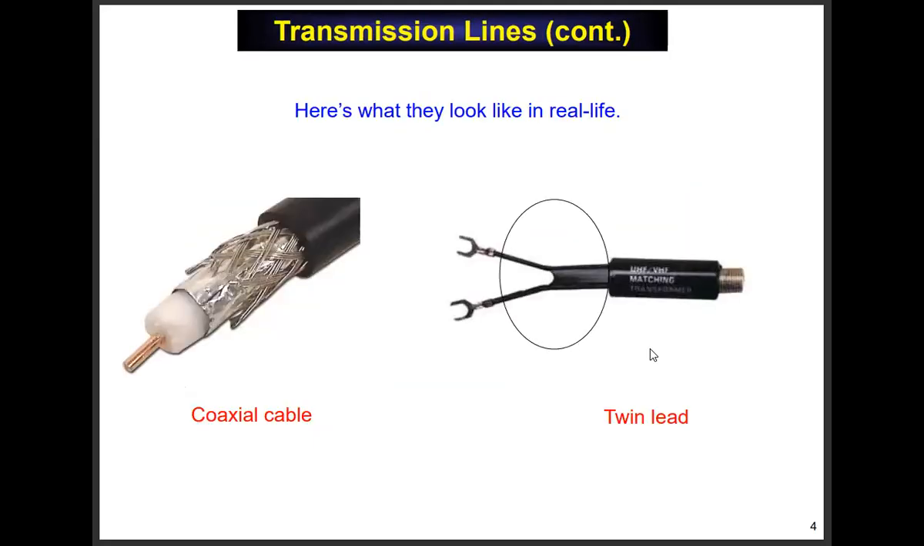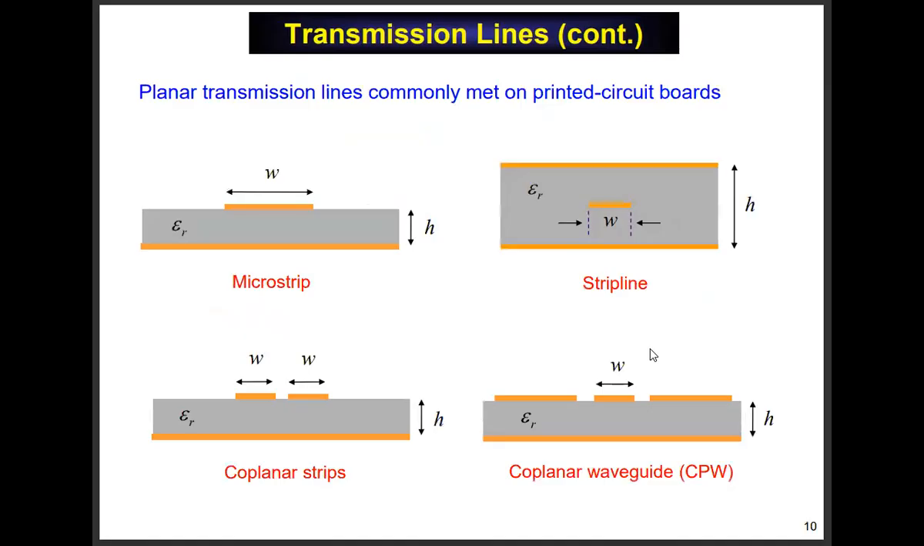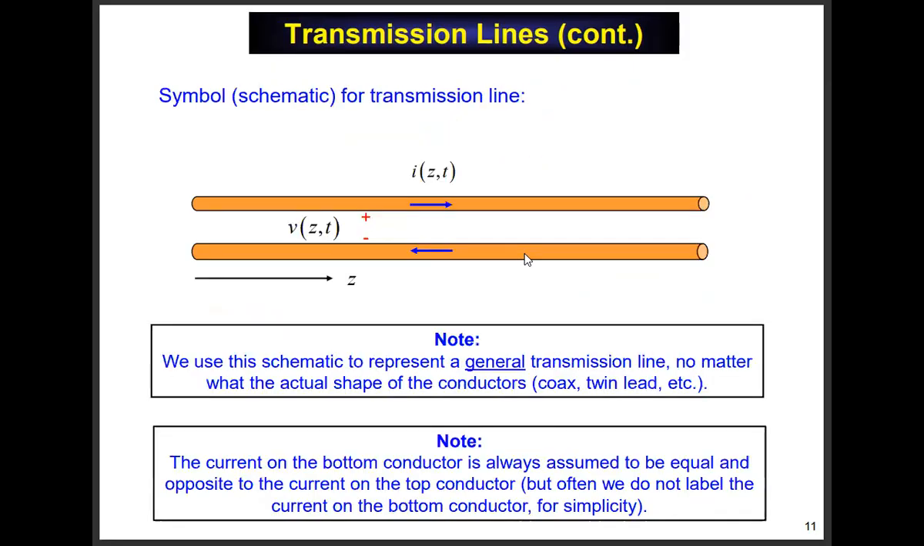Okay, and again, they can look like this, or they can look like this, planar transmission lines on the circuit board. But they all have one thing in common: two conductors. A conductor like this one that carries current in one direction, and the other one, in this case, it's really two, but an outer conductor, let's say, that carries current in the opposite direction. Okay, there's a general schematic.